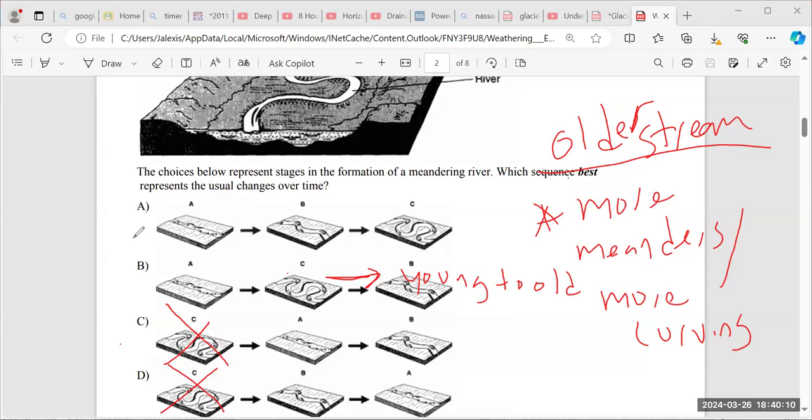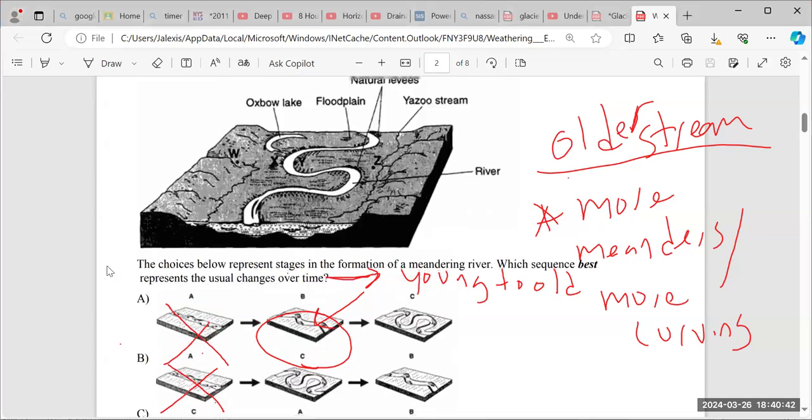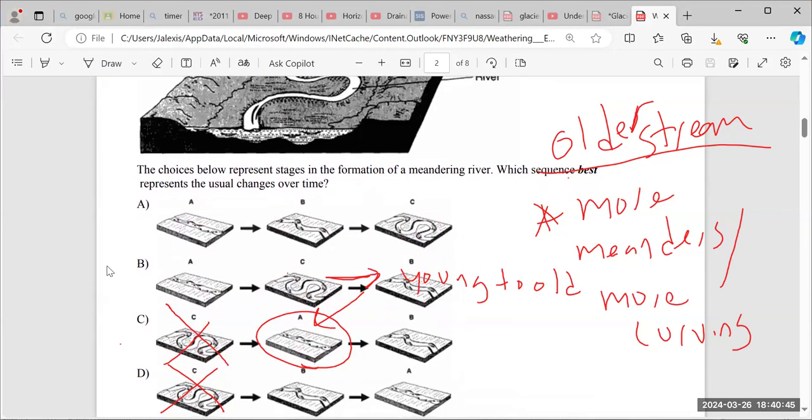With meanders, right? And is working backwards. So they want you to go from young to old, okay? And I'm looking at B, and we know that C right here should show the oldest time frame. This should show the oldest representation because that's when we have a lot more curving taking place.